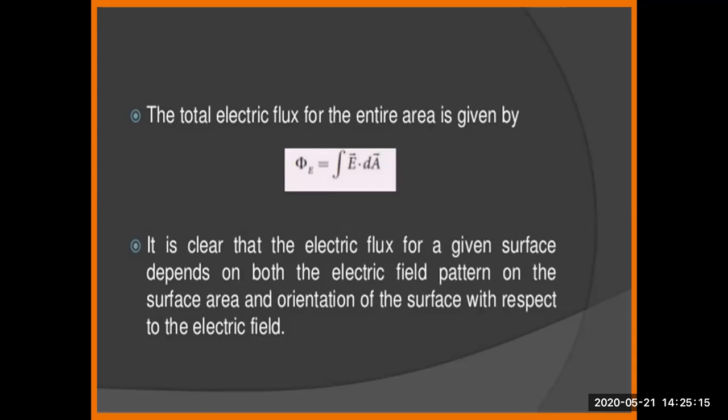The total electric flux for the entire area is given by phi e equals the integration of the electric field times dA, the delta area. So this is an integration. We are operating with respect to delta A, and when we put the limit that delta A tends to 0, it becomes very, very small.